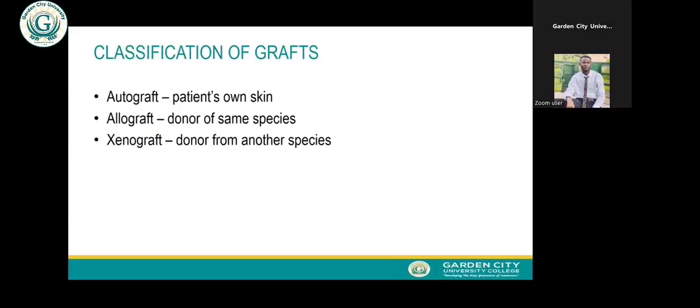We have the autograft, which can also be called homograft. It is tissue obtained from the patient's own skin, and that is the common one we normally see, right? And then the allograft, tissue obtained from a donor of the same species. And then we have the xenograft from another species, right?